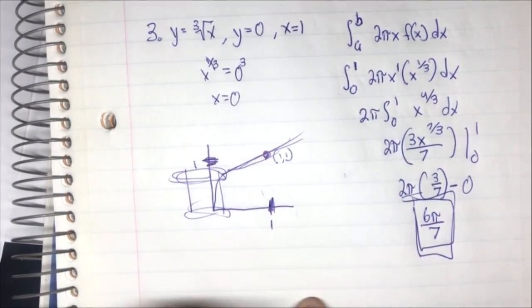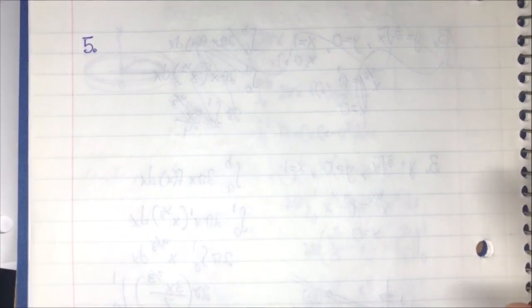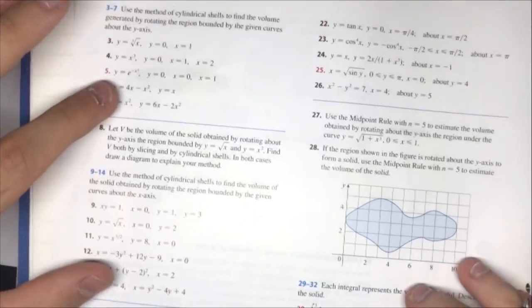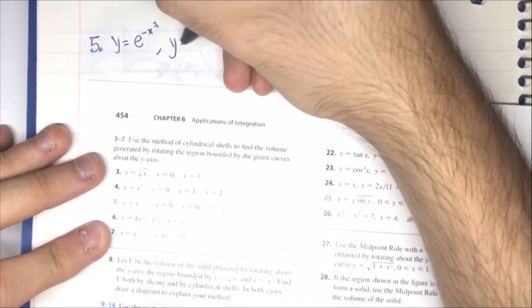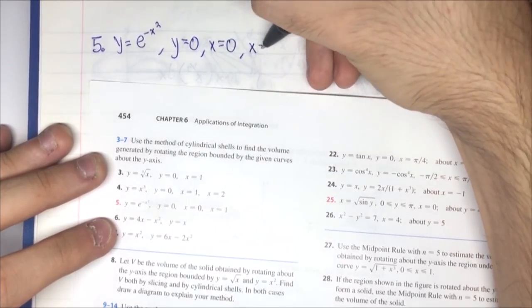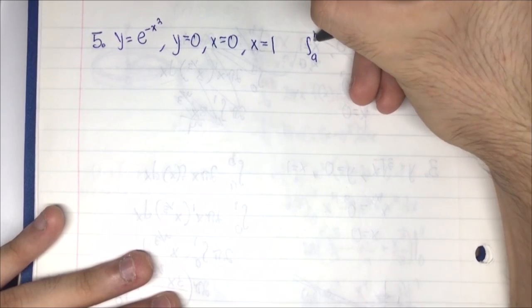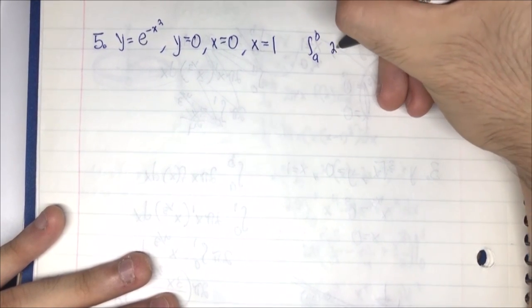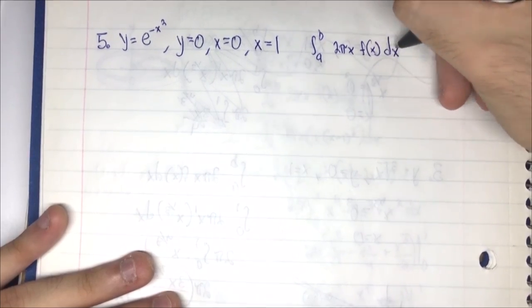Let's move on to number 5. Alright, so let's do number 5. This is what they give us. y is equal to e to the negative x squared, y is equal to 0, x is equal to 0, and x is equal to 1. And then again, we're going to be using the same formula. Integral a to b, 2 pi x, f of x dx.